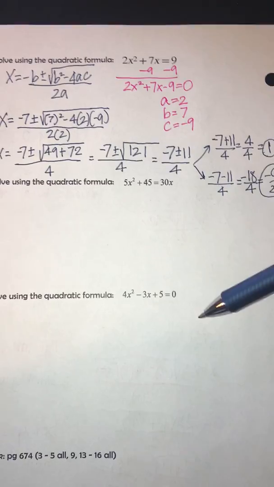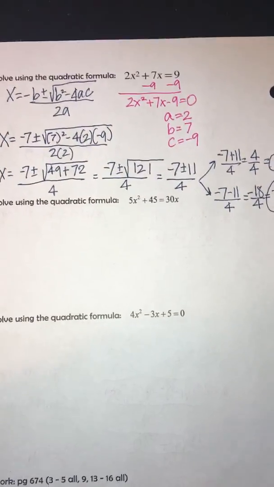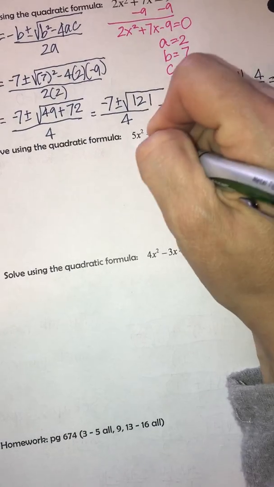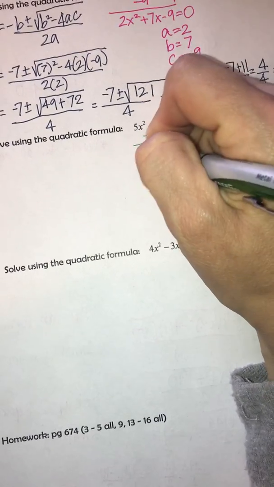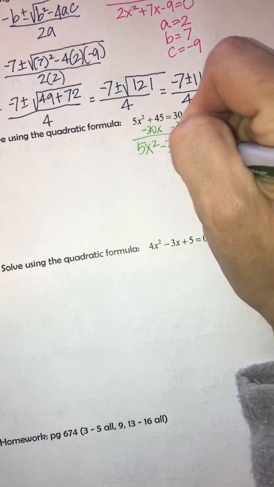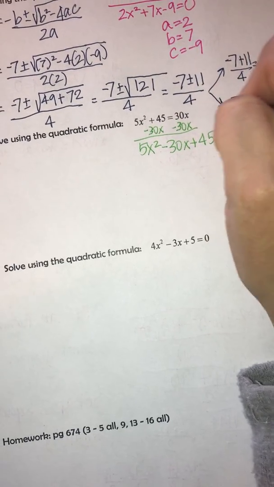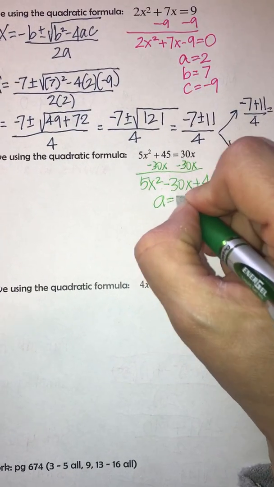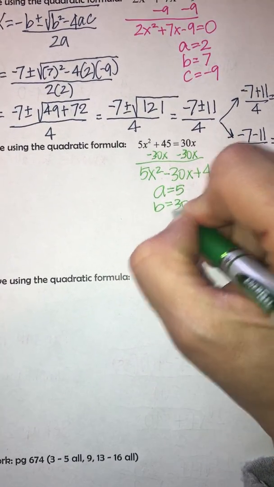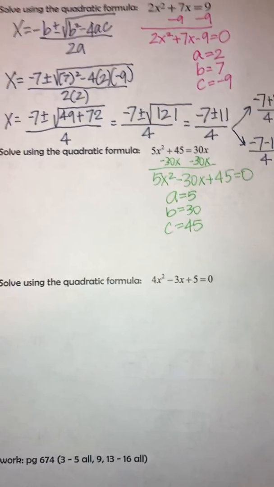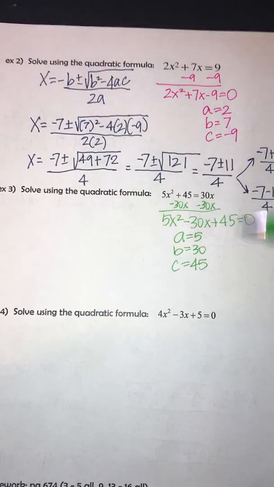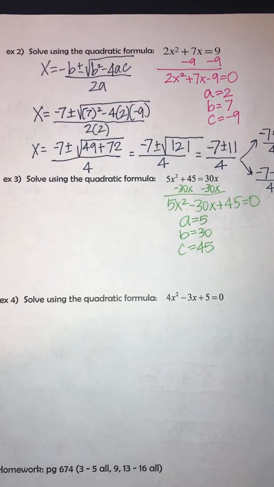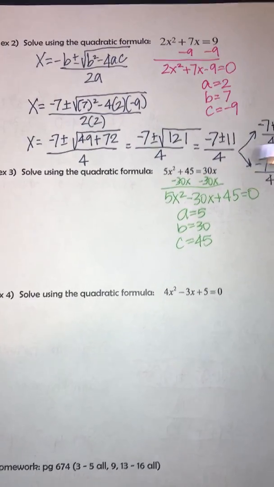All right, we'll do 2 more examples with quadratic formula. Hopefully you guys are kind of getting the hang of it. Bring questions next class. I totally understand if you have questions. I know it's hard to do notes online. So this one I'm making equal 0 again. So my A is 5, my B is 30, my C is 45. Now guys, we can do this instead of factoring.